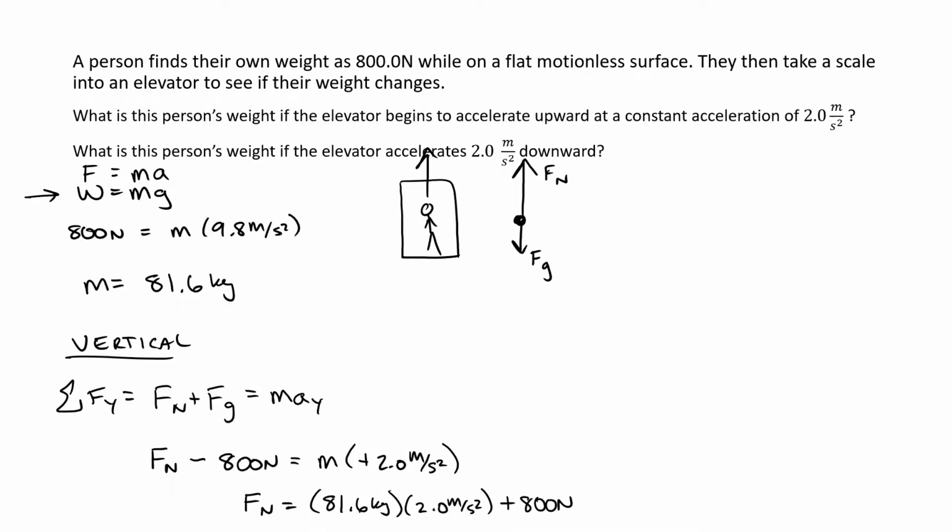So that means this person now weighs, when the elevator is moving upwards, a whole 963 newtons. So this isn't like, it doesn't mean that you gain mass when you're moving up. It just means that you're forcing into the ground harder when the elevator is moving up.